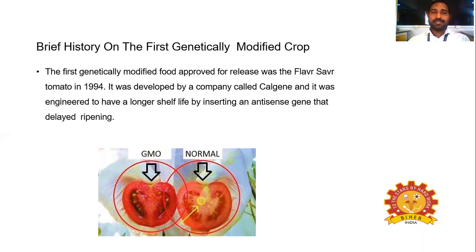Here is a brief history of the first genetically modified crops. You can see a normal tomato and a genetically modified tomato, and the entire content is completely different. This particular plant was produced in 1994 by the company called Calgene.